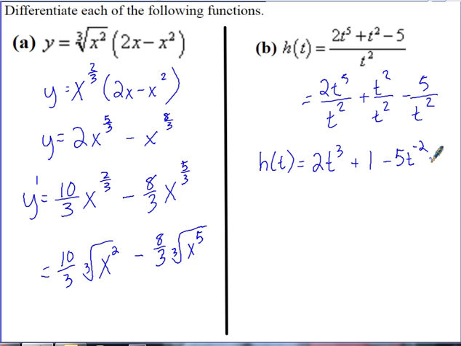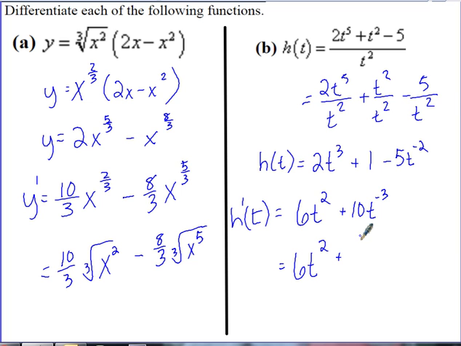So now take the power rule. So h prime of t is what? 6t squared. And then what happens to the 1? It's 0, right? So nothing. And then plus 10t to the negative 3. And again, my final answer is, all I have to do is what? So it's going to be plus 10 over t cubed. Are we good? Okay.